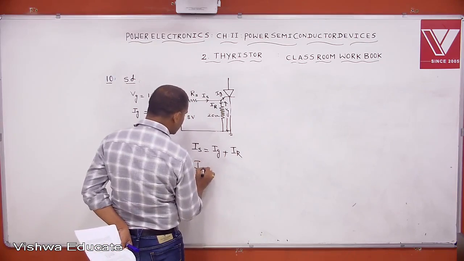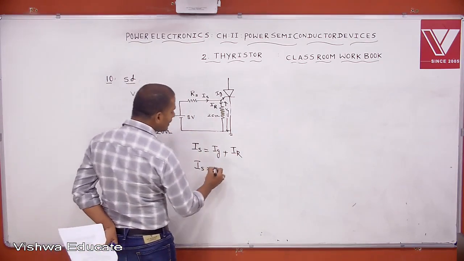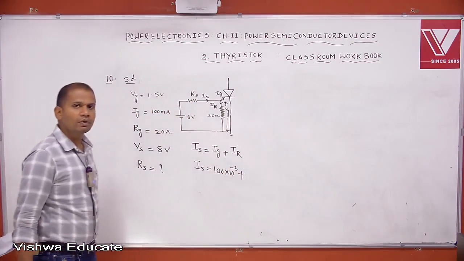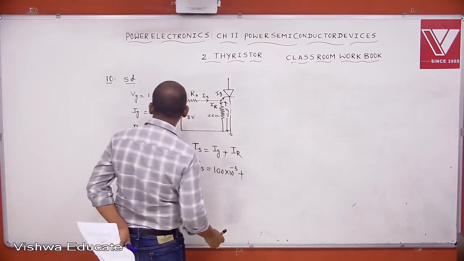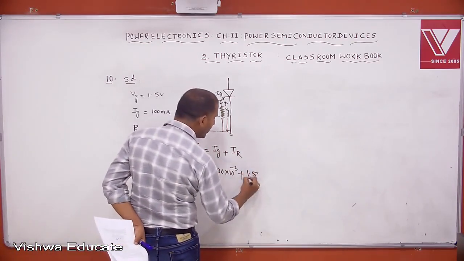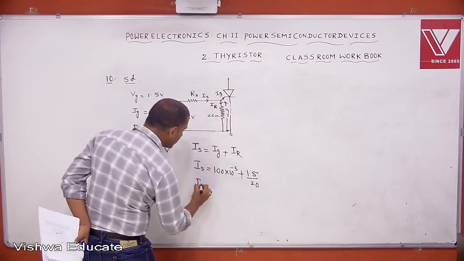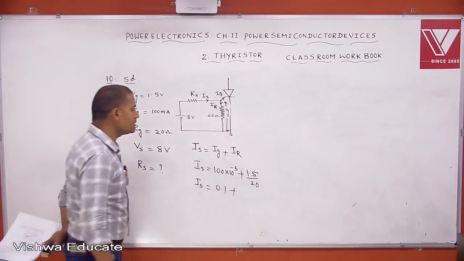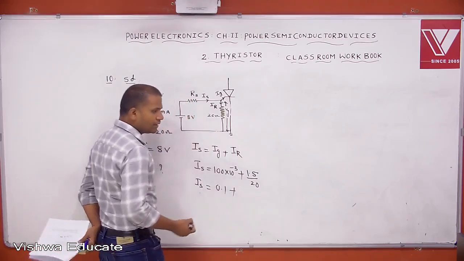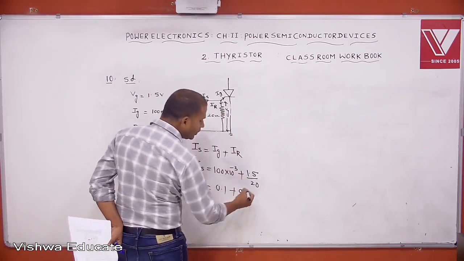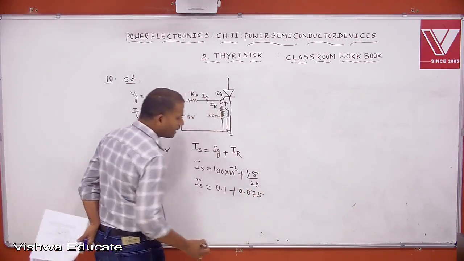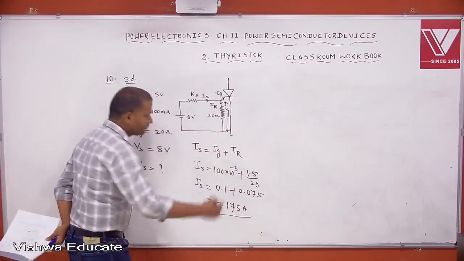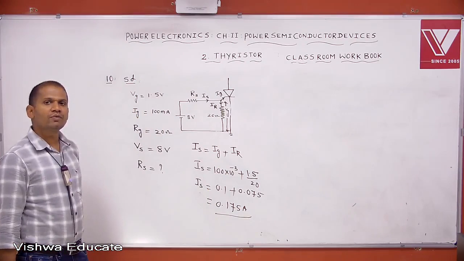Then what is the source current? Is equals Ig plus IR. Ig is given as 100 milliamperes, 100 into 10 to the power of minus 3. What is IR? Vg is 1.5, so 1.5 by 20. Then Is is 0.1 plus 0.075, which is 0.175 amperes.